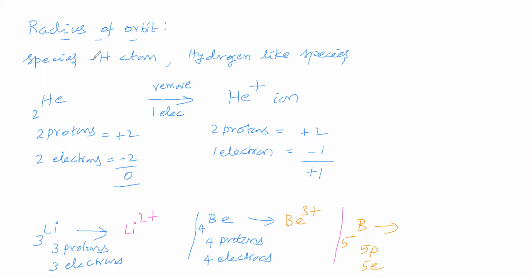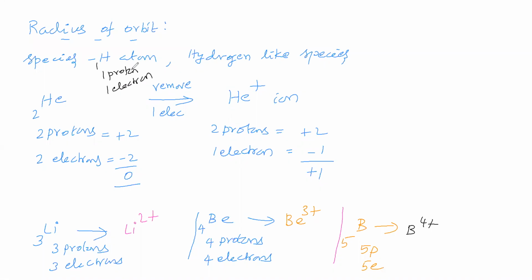So now we will see. First we will take the hydrogen atom. For the hydrogen atom, the atomic number is 1, so it has 1 proton. And the number of protons equals the number of electrons for an atom, so it has 1 electron.